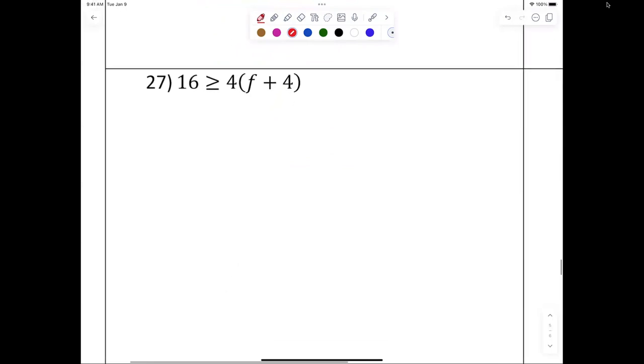All right, 27. What should I do first, guys? You can distribute, but it'd be quicker if we just did what? Divided by 4. That is correct. Divide by 4. So 4 is greater than or equal to F plus 4. Now what? And so 0 is greater than or equal to what? F. So I need to rewrite this with the variable first. So those of you who are not here, remember, if you switch the variable and the number, you've got to switch the inequality sign.